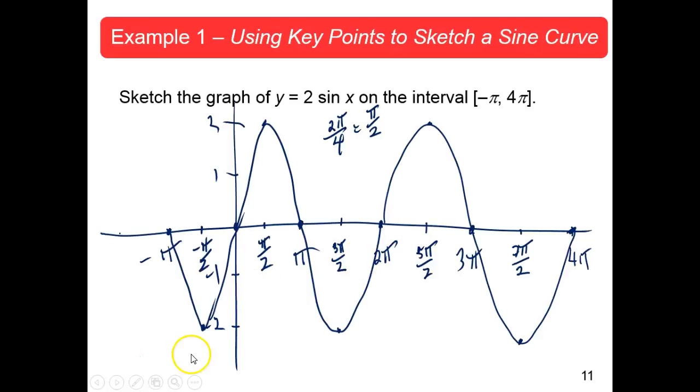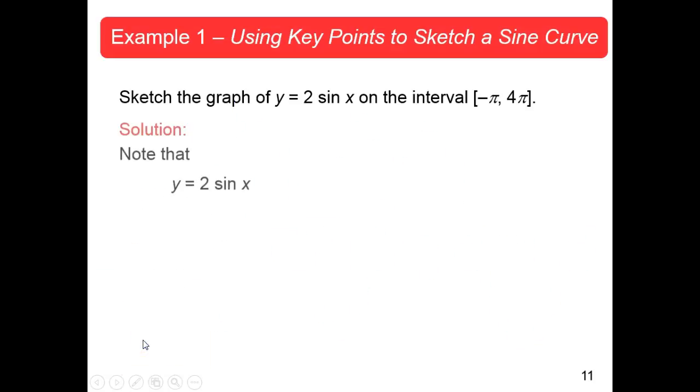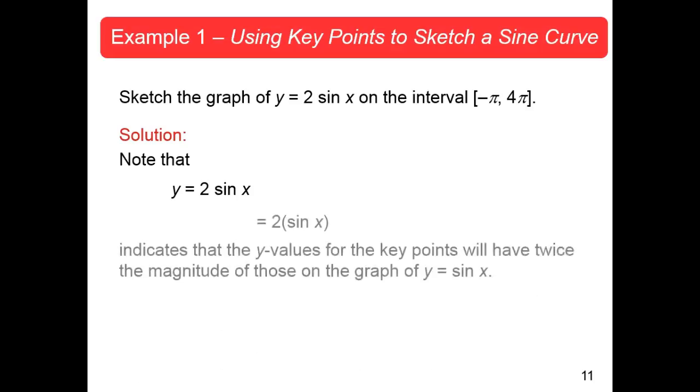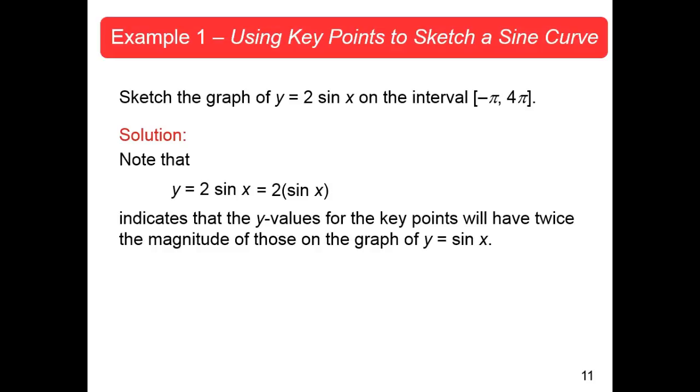You want to see how they did it? I'm sure the picture won't be quite as pretty, but maybe it'll be close. Okay, note that y is equal to 2 sine x. Well, they already wrote that, so I'm glad they noted it again. Good for them, using space wisely. Okay. Now, what that means is 2 times the sine of x indicates the y values for the key points will have twice the magnitude of those for y is equal to sine x. Yes, y'all picked up on that right off the top. Okay? With probably fewer words than they did.